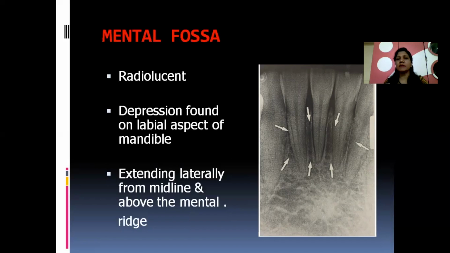Now here we are discussing the mental fossa because it is a depression which appears on the labial aspect of the mandible. Now you cannot have very well defined borders when you say fossa. They are ill defined, and the radiolucency is extending laterally from the midline above the mental ridge.